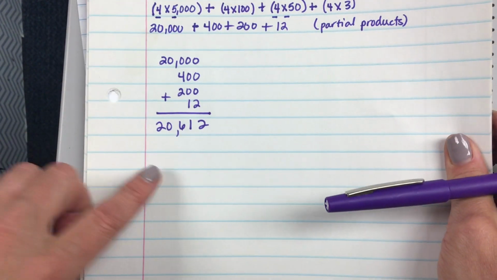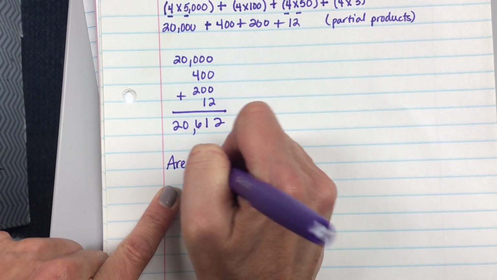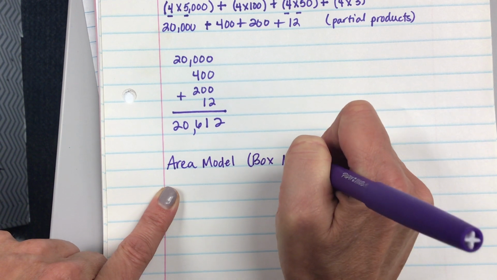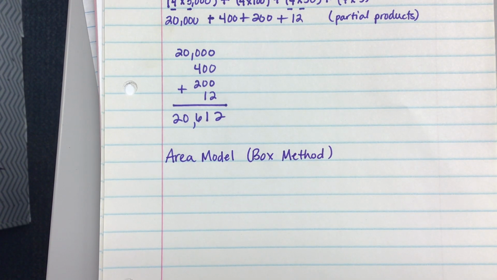Now, I'm going to show you another method, and it's called an area model, or some people like to call it the box method. And it really uses the same strategy.